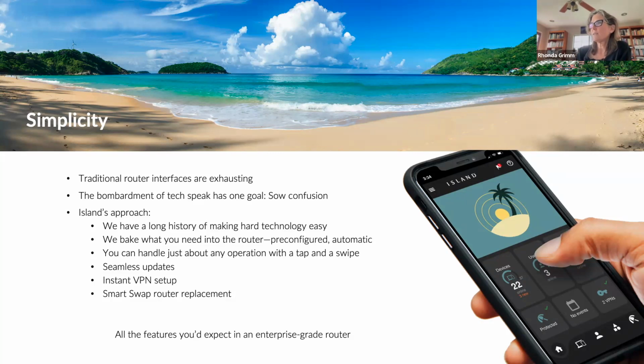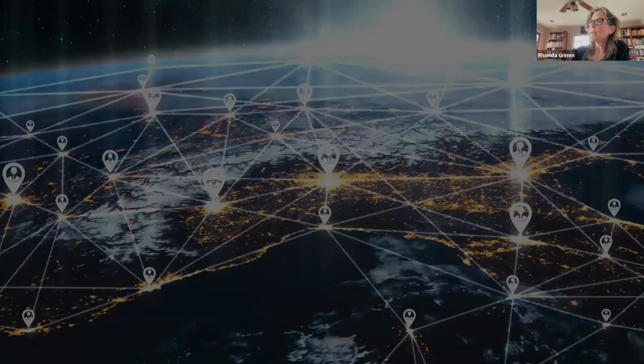Everything is basically handled with a tap and a swipe. Seamless updates. You don't have to take the network down. And instant VPN setup. That's a really cool thing we could always show you. And it's basically all the features you'd expect in an enterprise or carrier grade router, but for the AV world.